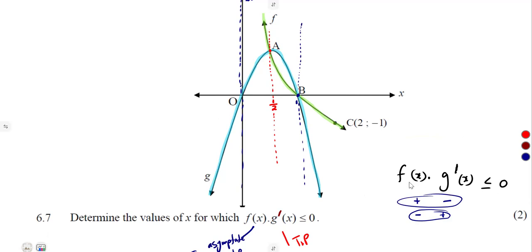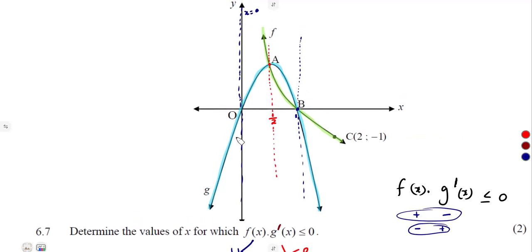So let's start with f. F is measured from asymptote x is equal to 0 and the x-intercept at B. From B, if we check here, f is above the x-axis, so that's a positive. From B going this side, f is below the x-axis. That's a negative. That is about our f.